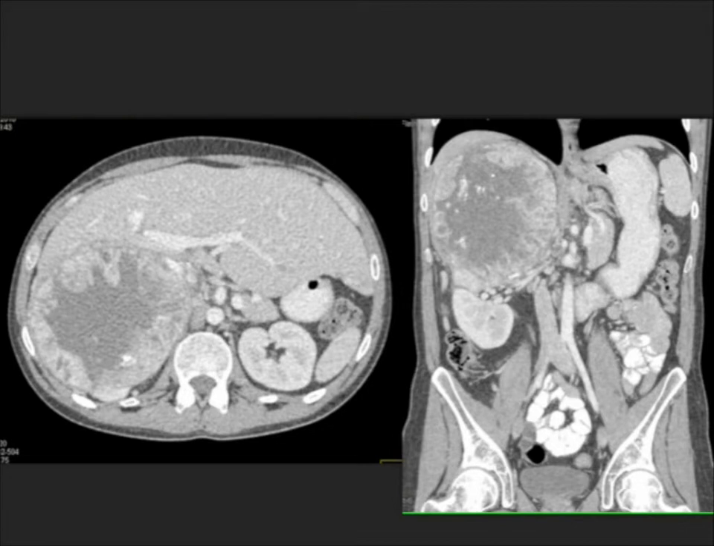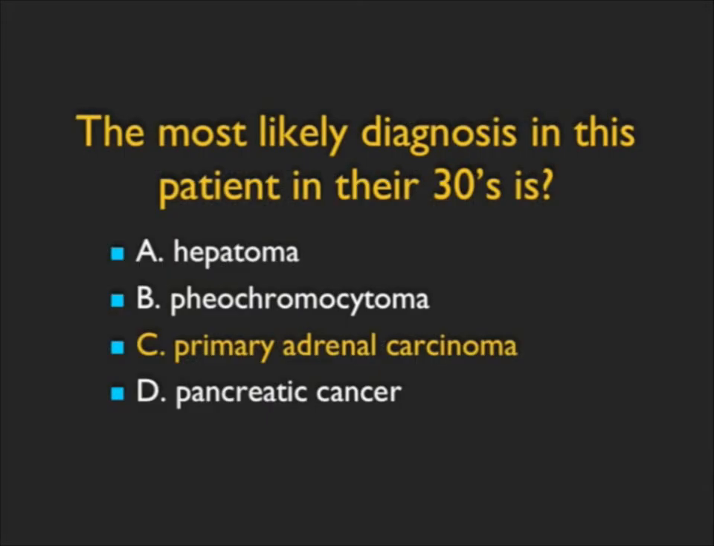It's not pancreas. Pheochromocytoma is a consideration, but usually they're very vascular. This also has calcifications, which pheo rarely have. And this is a great example of a primary adrenal carcinoma. Large lesion, more common in females, more common in patients in their 30s and 40s.